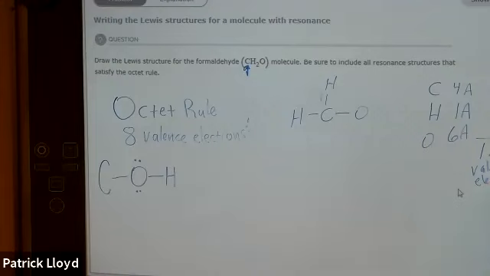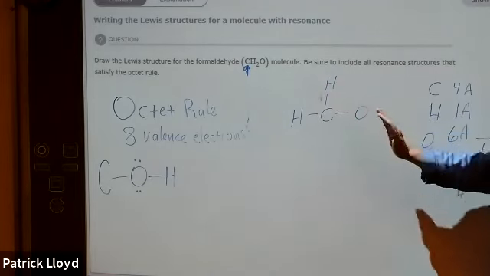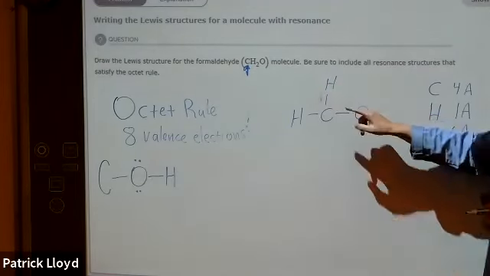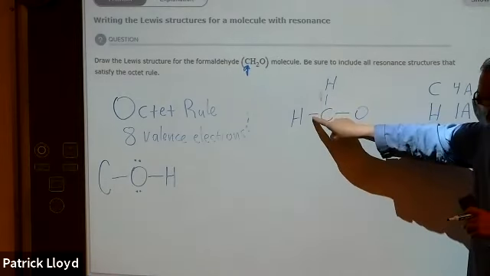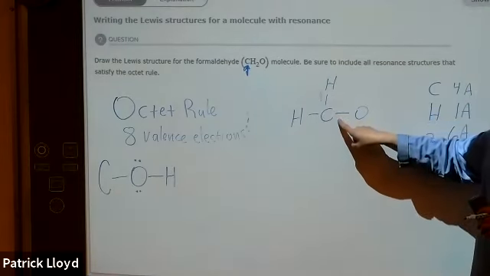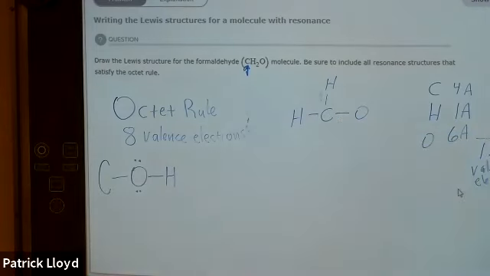Once you've got 12 valence electrons, you ask how many have we already put into the Lewis structure? We put a bond here, here, and here, so that's a total of 2, 4, 6. So we've already used 6 of the 12. So we subtract those 6, and that means we have 6 left.